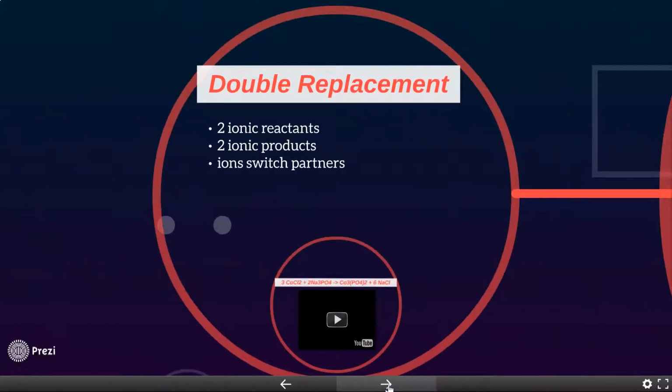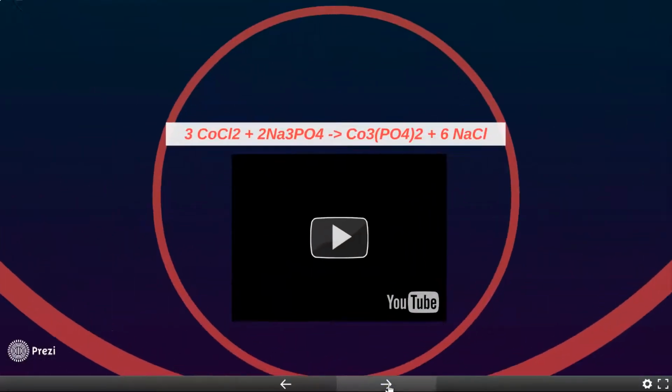So first up, we have a double replacement reaction. It involves all ionic substances. So two ionic substances on the reactant side, two ionic substances on the product side. And so really what you're seeing is partners switch. So if you look at the example in your organizer, cobalt chloride and sodium phosphate are the two reactants. They're going to switch partners. Cobalt is going to go with phosphate and sodium is going to go with chloride. So here is that reaction.